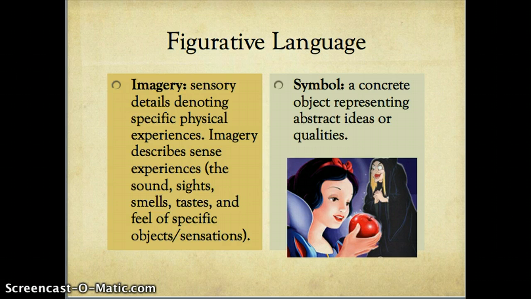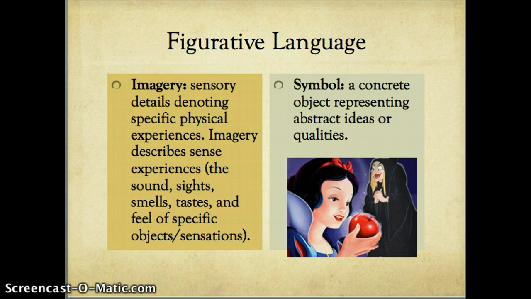Now, some more figurative language that we can look at. Imagery is a catch-all term, but it can be defined as all the sensory details that describe the physical experience. So any imagery that describes the senses: sounds, sights, smells, tastes, and the feel of objects. These are examples of imagery in poems, anything that describes or talks about those five senses.